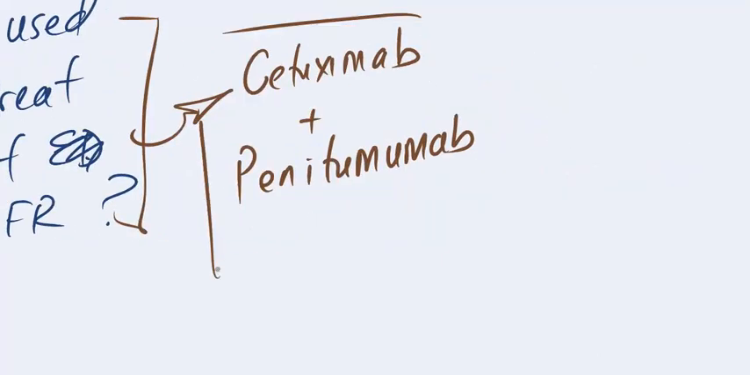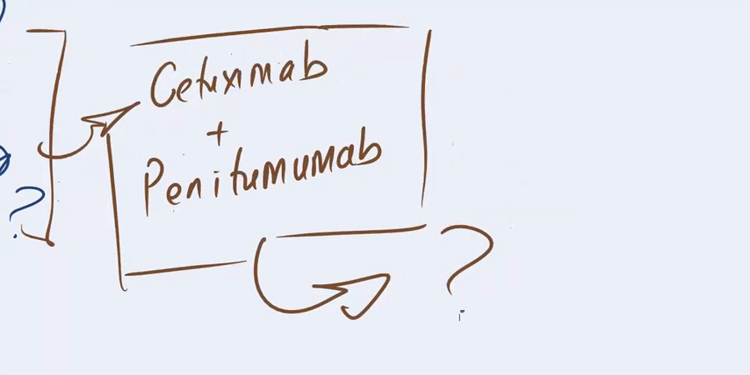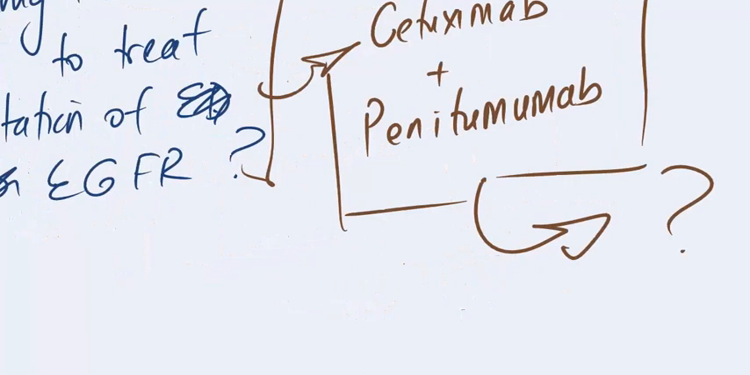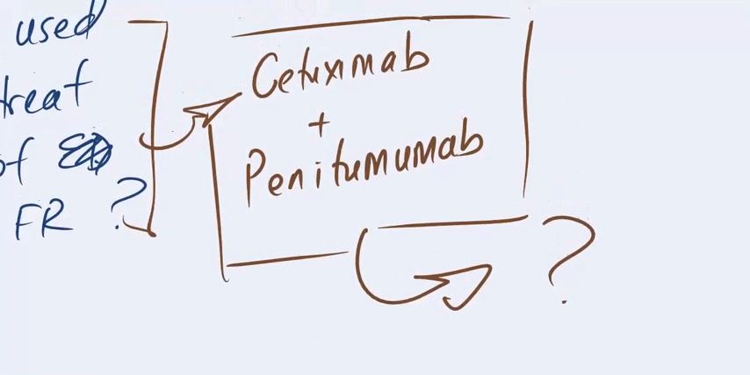All right. So another question for you guys. What are these acting as? Inhibitors. Competitive inhibitors in what sense? Antibody binds to the receptor and blocks it. Okay. Monoclonal antibodies.